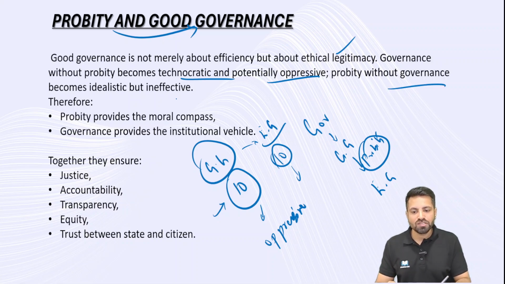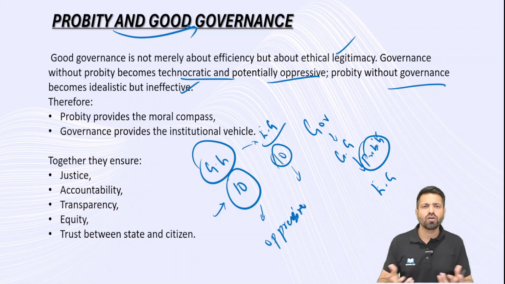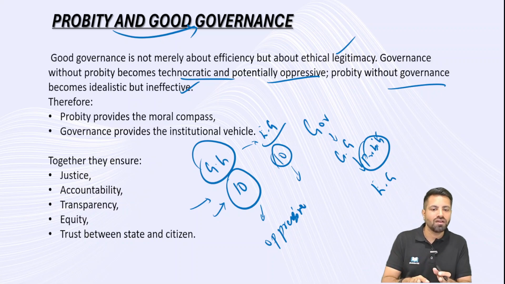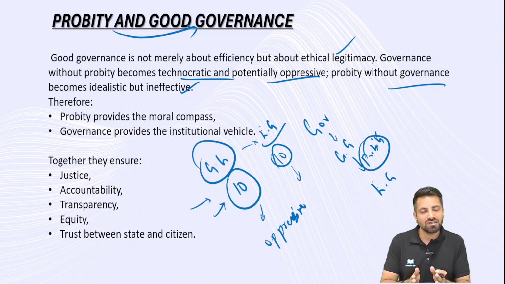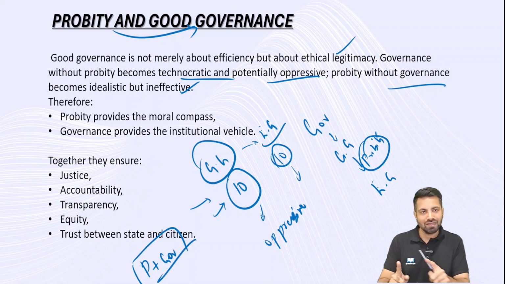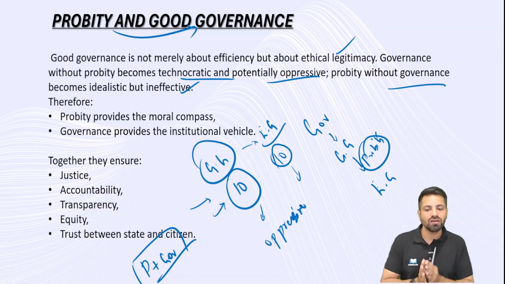Probity without governance becomes idealist. I am talking about ethical concepts, but if there are no rules, efficiency, technicality, then again it becomes idealistic and ineffective. So even just governance is ineffective, and just probity, ethical consideration, is also ineffective. So the combination of ethics, probity, as well as governance, both are important. Probity is considered a backbone to good governance.